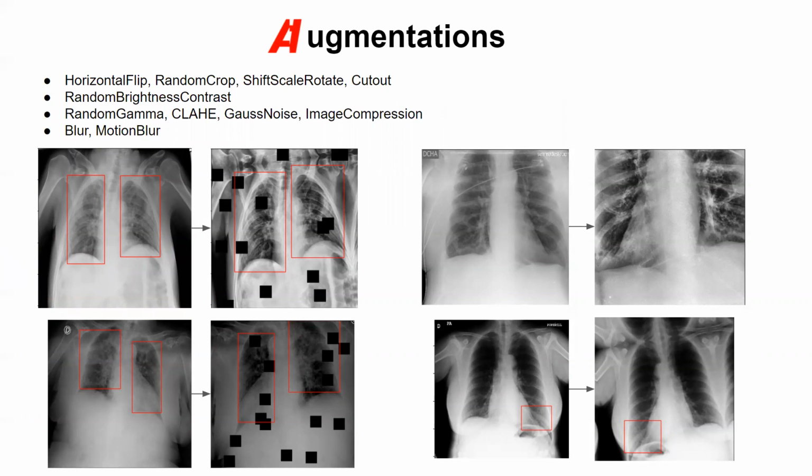So here's the list of augmentations from the Albumentations library. We used quite a few augmentations, and you can see 4 images and their augmented versions in this slide. It's worth noting that the random crop was used only for classification models, and it helped to prevent overfitting a lot.